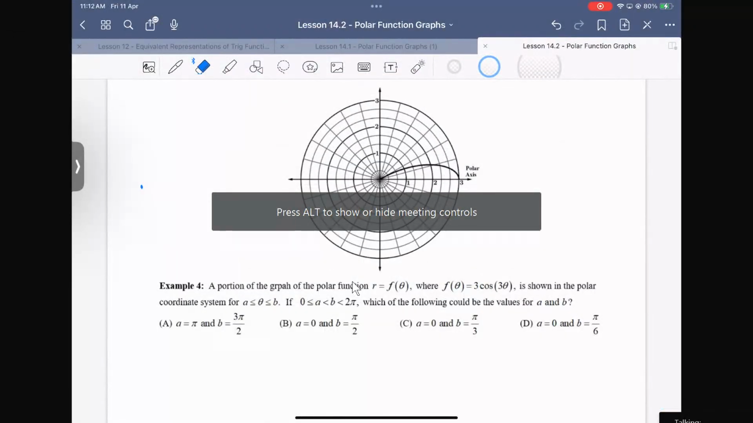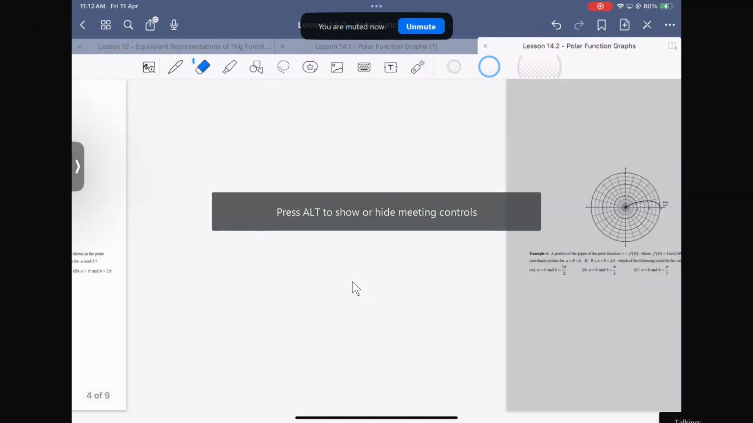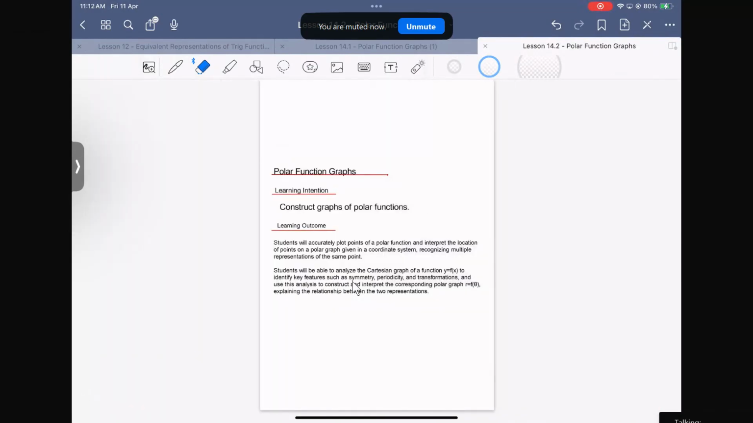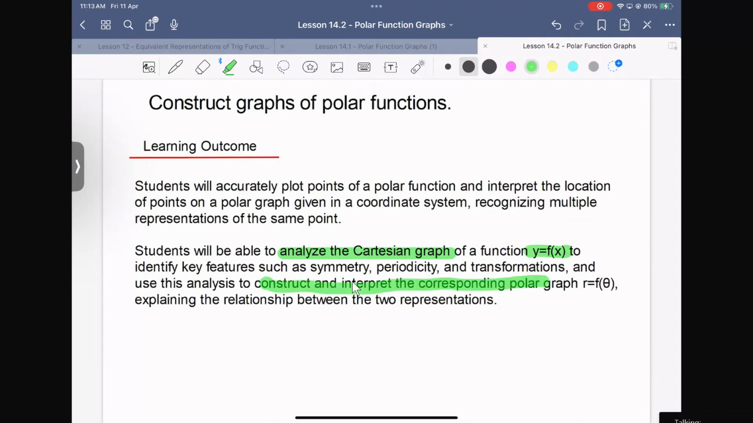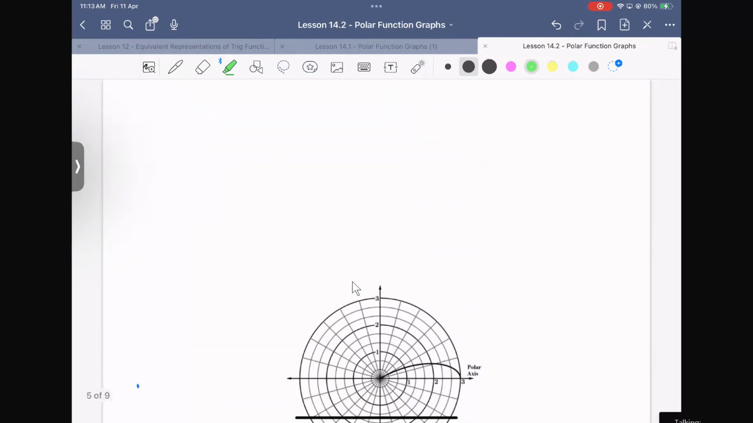Okay, so now in this part of the lesson, we are going to be looking at this goal where we analyze a Cartesian graph of y equals f of x, looking at its interesting key features in order to be able to construct the corresponding polar graph. So we'll use a different approach now for these ones.